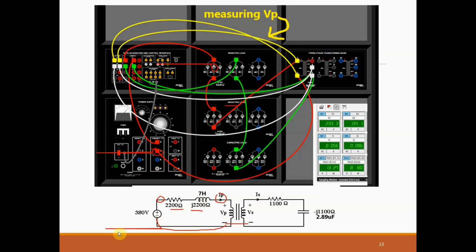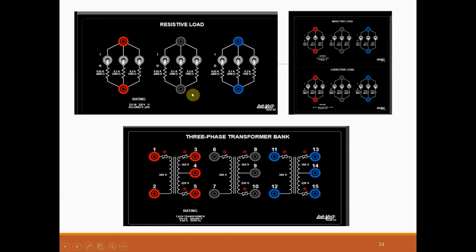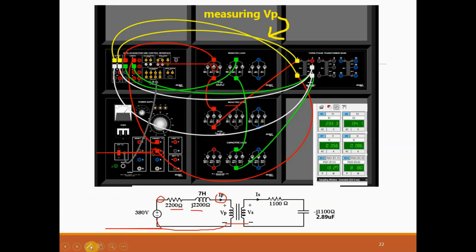So what about this yellow wire? This yellow wire is to measure the voltage across VP. So it's going here E1 positive and E1 negative going to the other side.